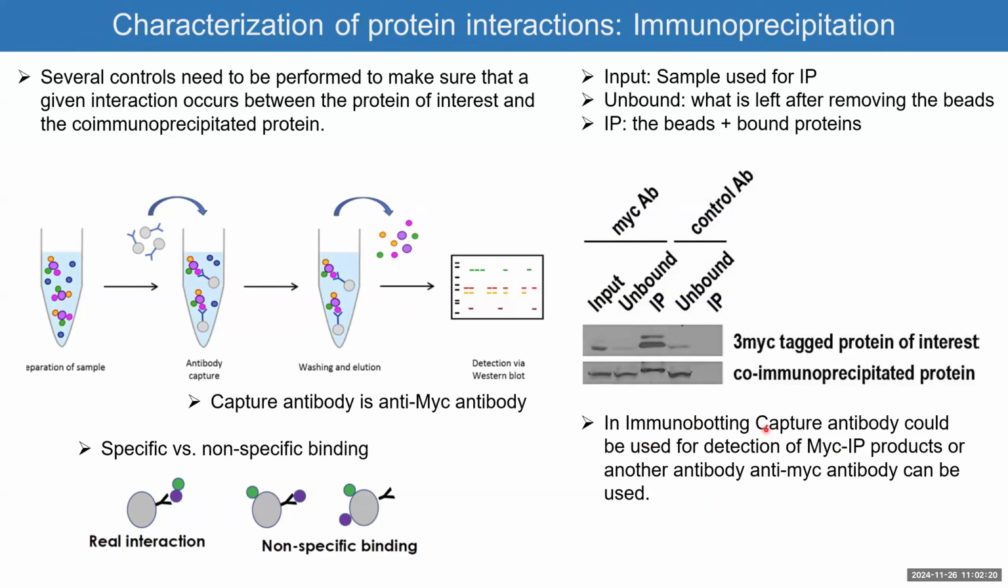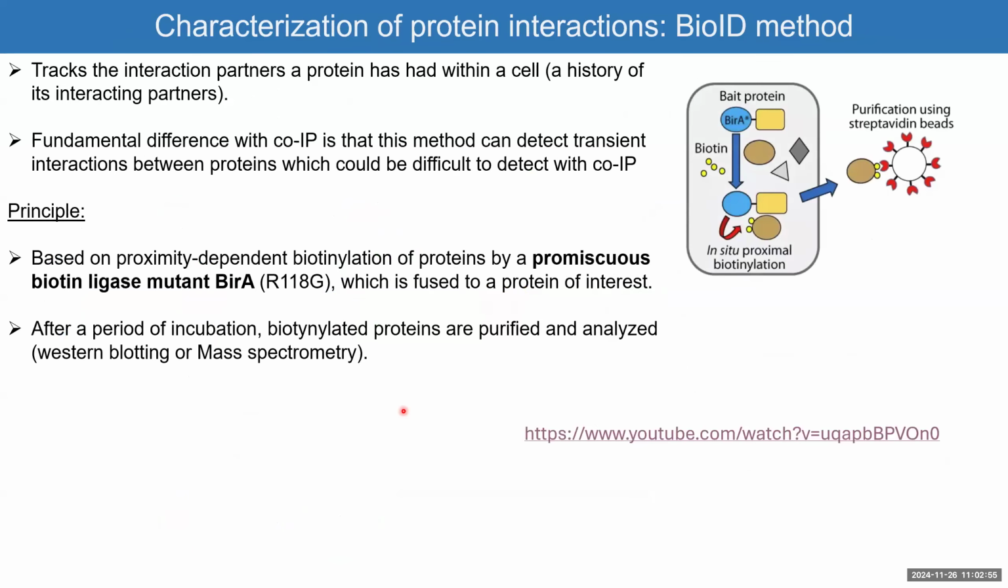In immunoblotting, the capture antibody could be used for detection of MYC-IP. Here we are using protein MYC as an example. In the exam, if I ask you whether the capture antibody could be used for immunoprecipitation and Western blot, the answer is yes. Okay. So this gives you information on how you do immunoprecipitation. Obviously, this is really difficult to tell you like this. I hope one day in the lab you will be able to perform it.